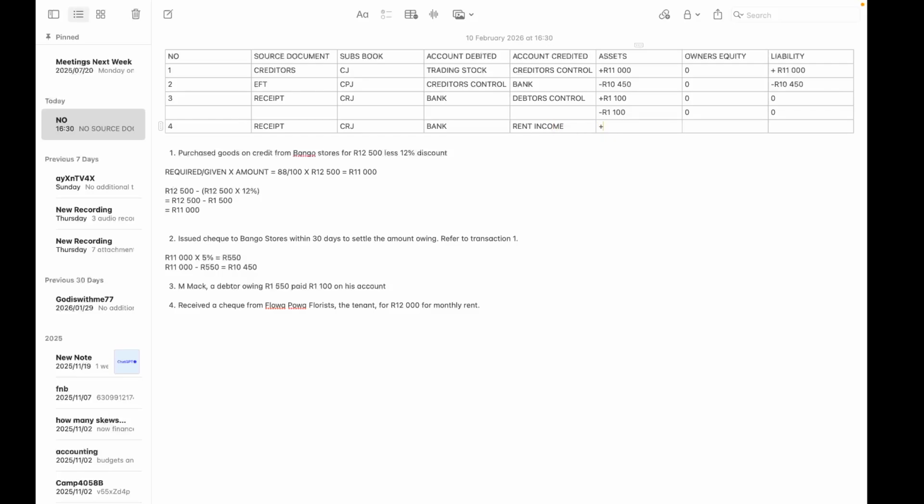Our assets here are going to be debited by how much? 12,000 because our bank account is increasing. And then our owner's equity, right, is going to be credited by 12,000. Our owner's equity is increasing because rent income increases the amount of money we have in our bank account. Then we can move on to number 5.